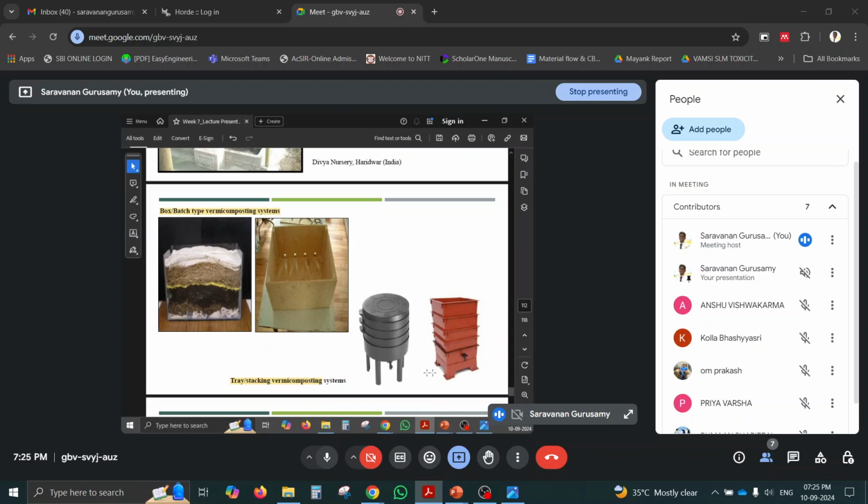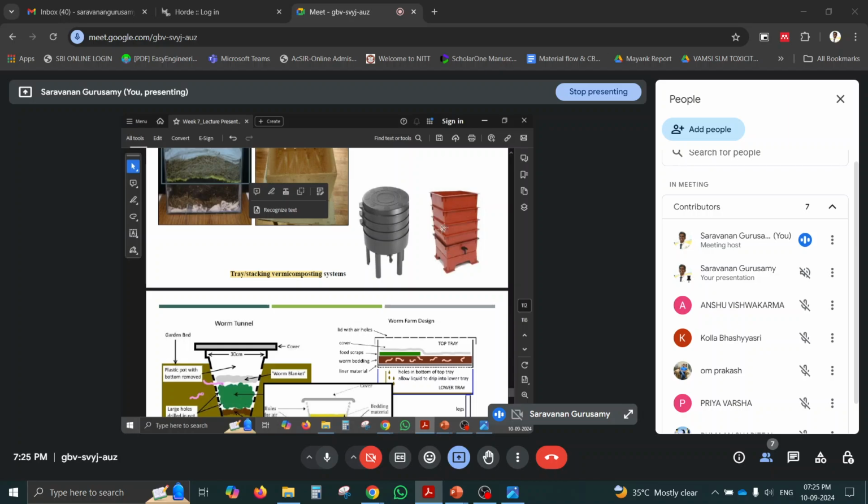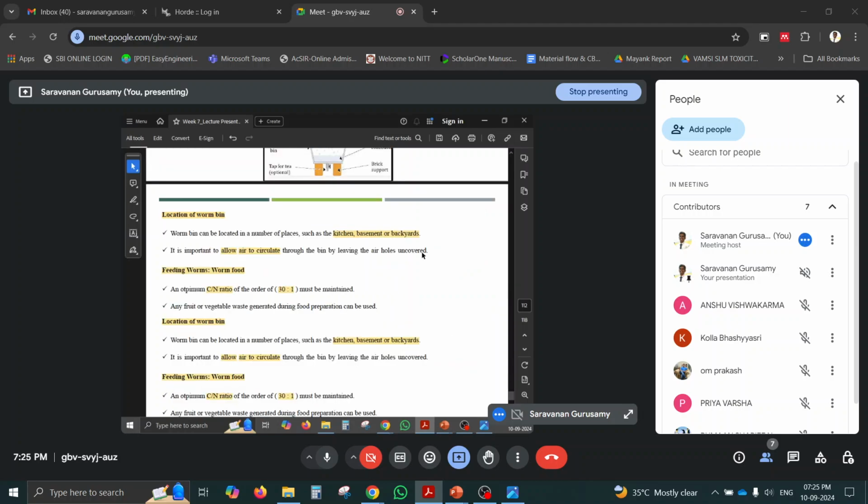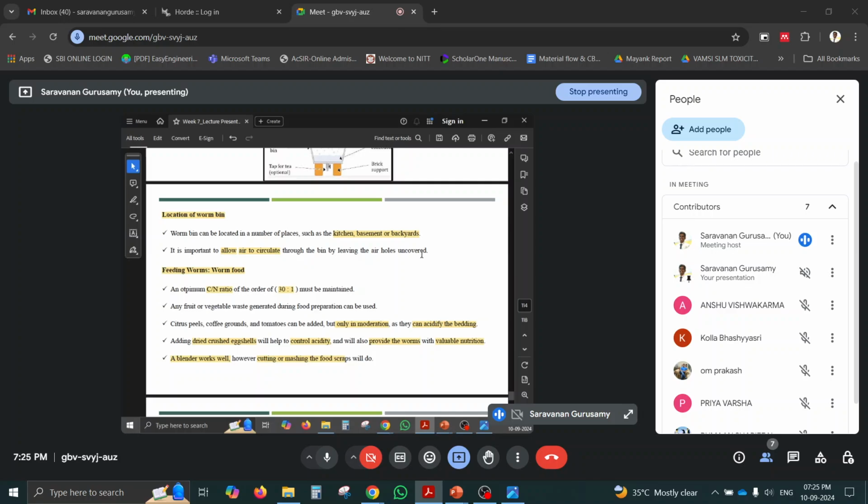You can see here is one of the box and batch type vermicomposting. You can see the bed material and waste material. Then instead of gunny bags, they have used rice trays, and then tray stacking vermicomposting. And where the bin should be located: maybe in the kitchen, the basement or the backyard. That should allow proper air to circulate. That is very important. Aeration is very important.